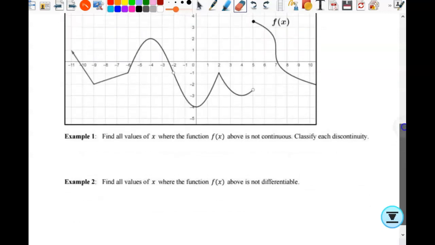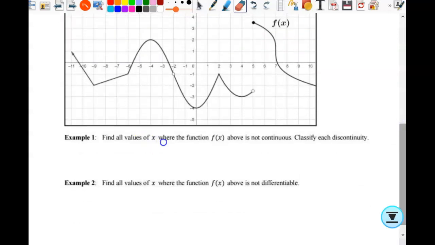So when we look at this, it says, find all the values of x. So we're not really looking for ordered pairs or anything. The values of x where the function f of x above is not continuous. Okay, so it's just asking us about continuity here. So I'm not continuous, I would say right here. Would you agree with that? So I have x equals -2. And what type of continuity is that? Removable. Okay.